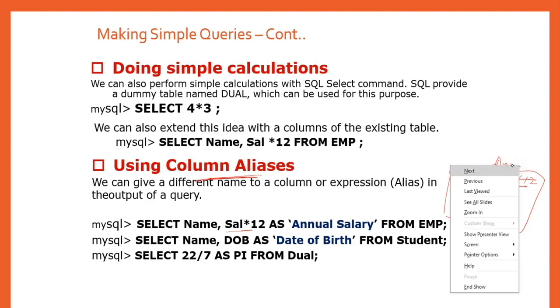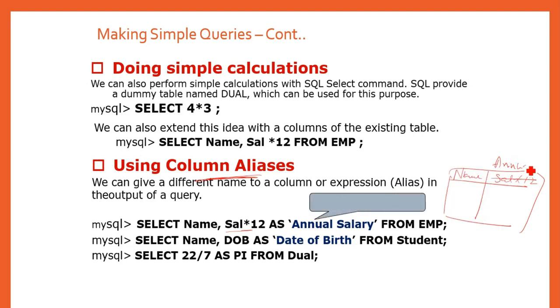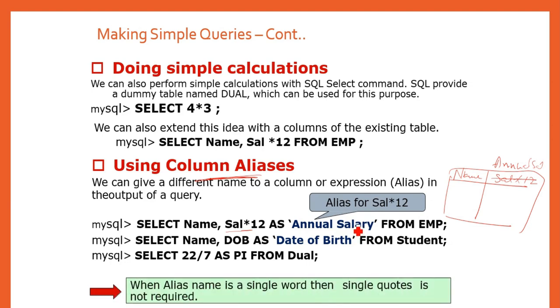But if you don't want this sal into 12, instead of this I want annual salary. For this we use a column alias. Okay, so this way we can give a column alias, that is, we can give a single word in single quotes, or we can give multiple words in single quotes. So this will become the column alias.